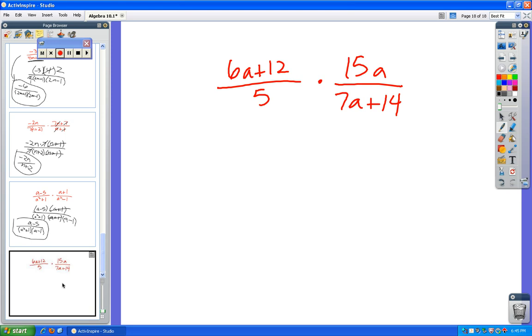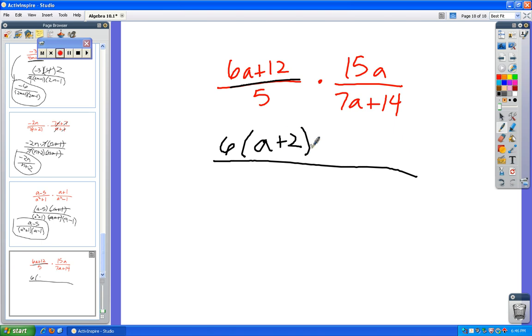Ready? Okay. Let's see. I'm going to do this the long way. I'm going to write them as separate fractions. Starting with the first one, it can be factored right up here. They have a 6 in common. If I factor out a 6 from the first term, and if I factor out a 6 from the second term, it's plus 2. 15a is already factored, 15 times a.